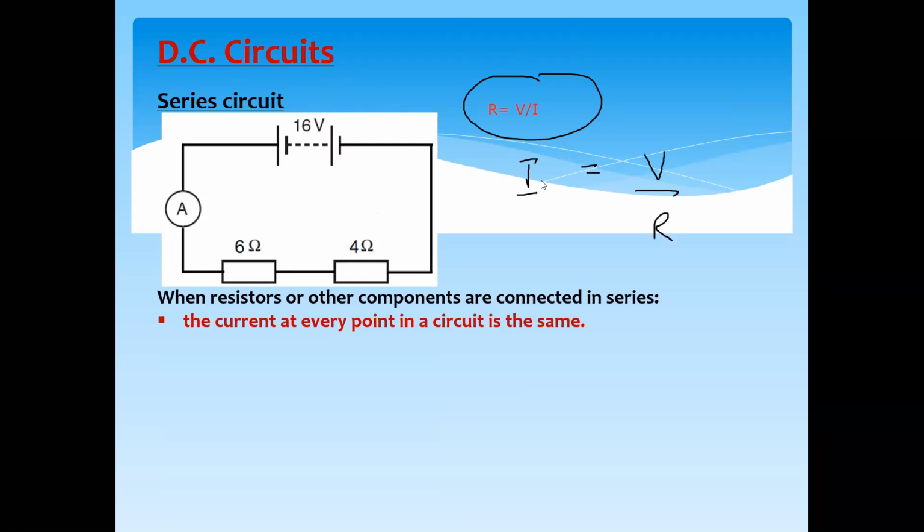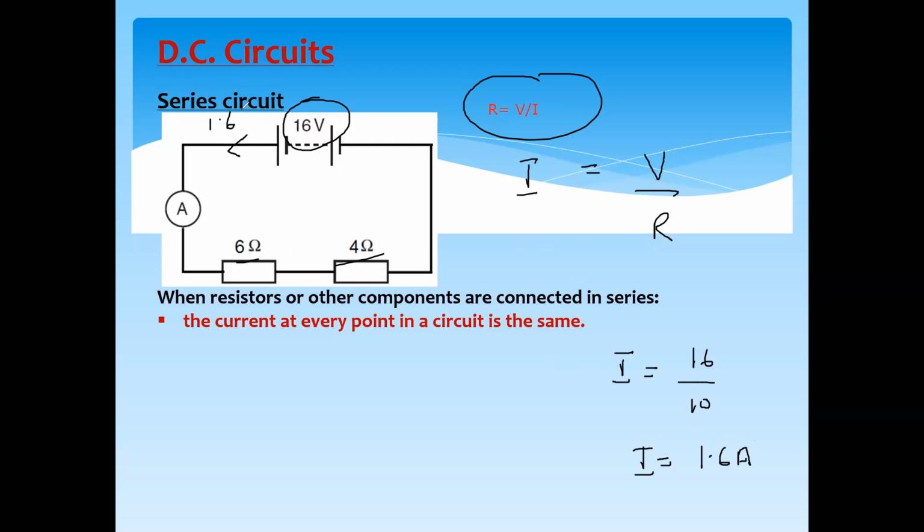It's 16. And what is the total resistance of the circuit? As you know, the 6 ohm and 4 ohm are connected in series, so the total resistance will be 10 ohm. So we have current is equal to voltage, which is 16, divided by resistance 10. So the total current entering the circuit is equal to 1.6 ampere. So how much current will pass? It's 1.6 ampere. Using this, you can identify the total current.